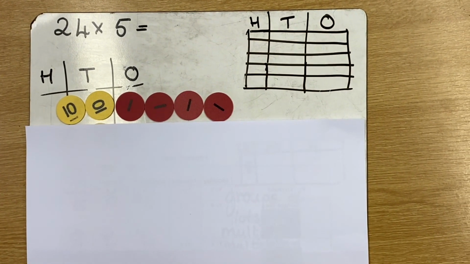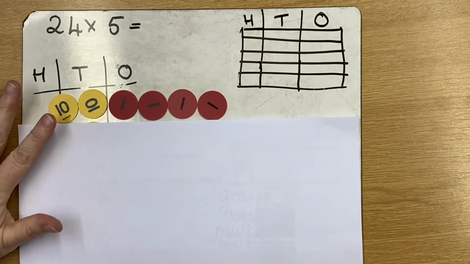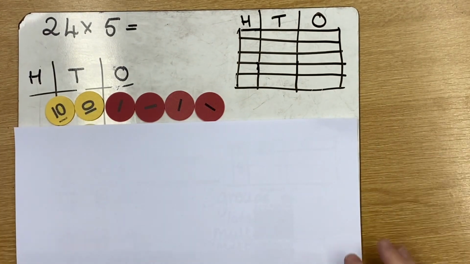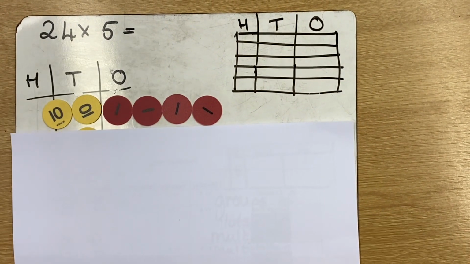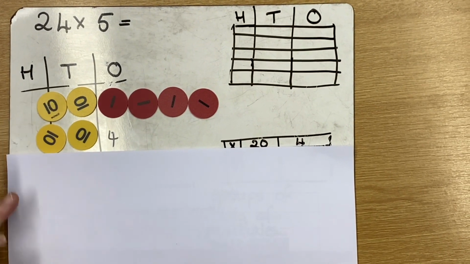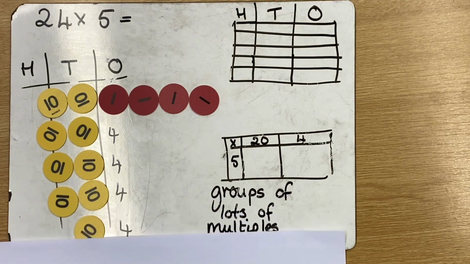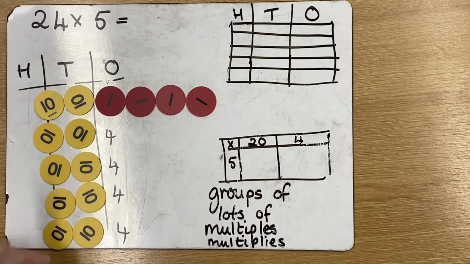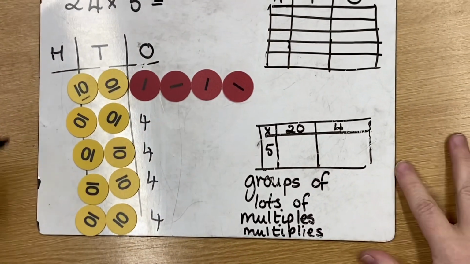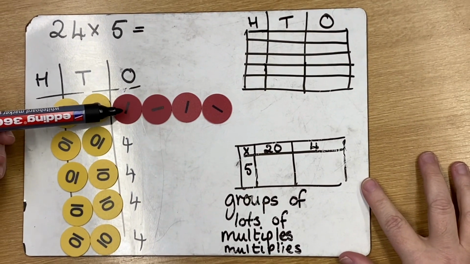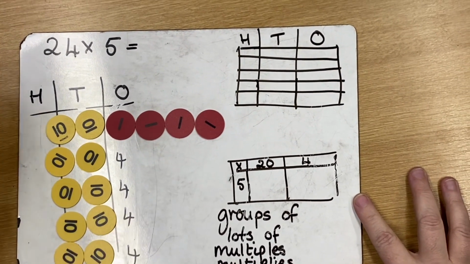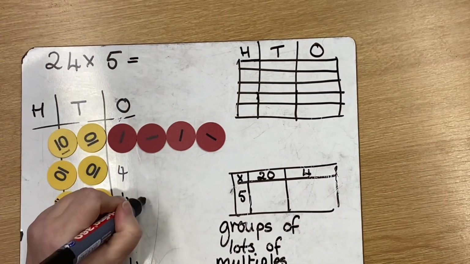Right, 24 times 5. So children will get the counters, they'll put them into their 24, and then we will carry on. So we've got our second row, which is 1 times, 2 times, 3 times, 4 times, 5 times. So we have our rows which help to organise. When we then multiply, we count up in our 4s first. So our 4, 8, 12, 16, 20. So we have our 20.